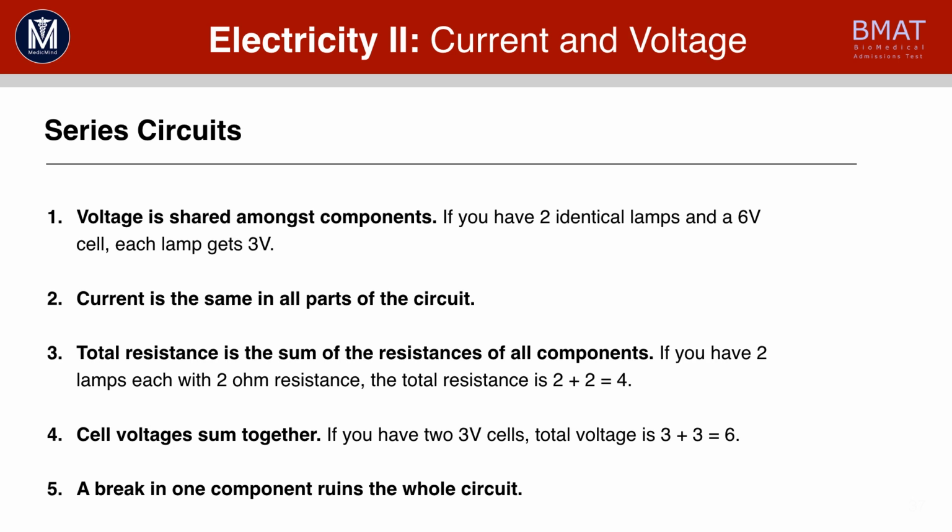And fifth, a break in one component ruins the whole circuit. There is only one route for charge, so if one lamp in a series circuit is broken, all lamps will stop working. There is the classic question about Christmas lights and why they are often connected in series. However, if there is a break in one Christmas light, then all of the lights break. Whereas in a house, lighting is often done in parallel. And in parallel circuits, if one lamp breaks, the current can still pass through alternative routes, so therefore all lamps don't turn off.